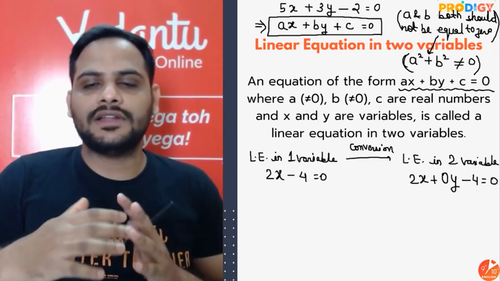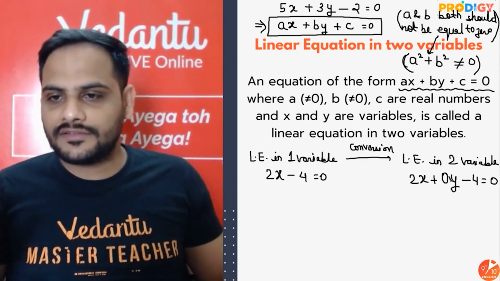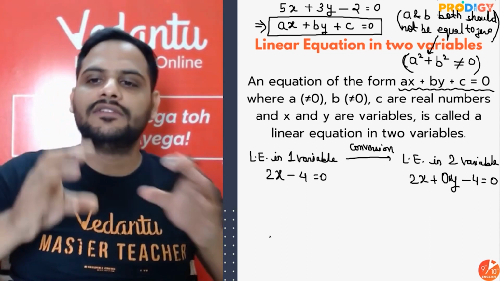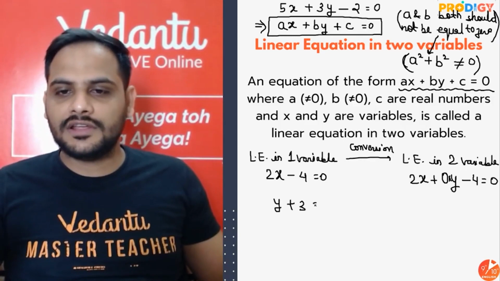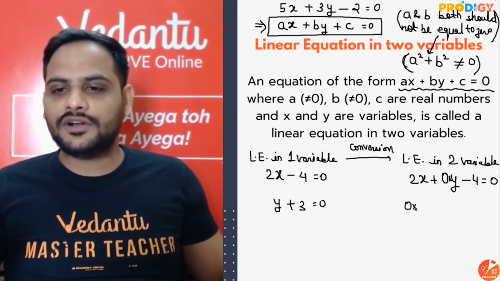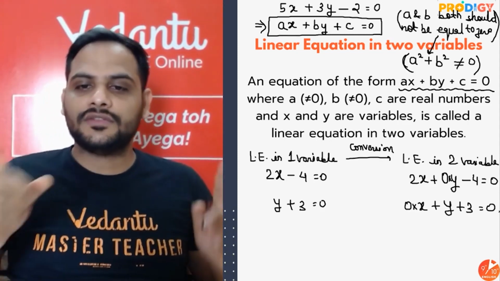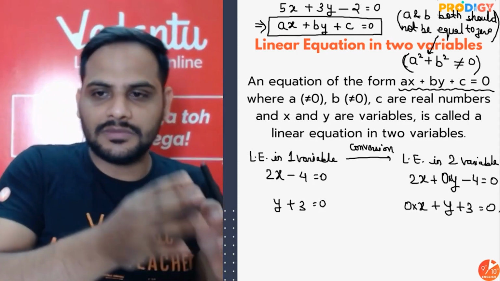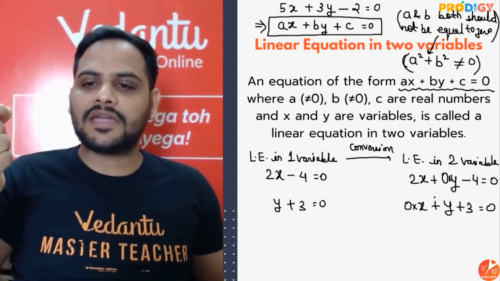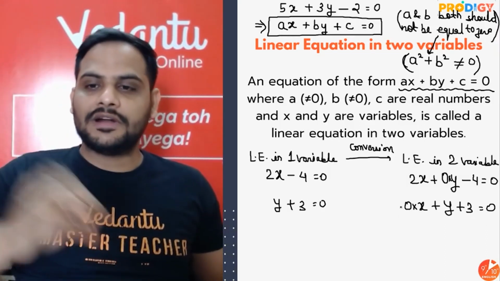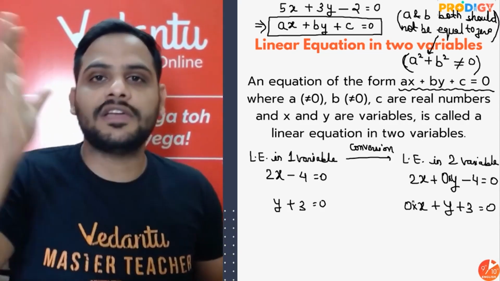Now look, what is happening: with this value of y, the equation is not changing. 0 into y is at the end 2x minus 4 only. But we can see two variables over here. For example, suppose I have y plus 3 equal to 0, so you can say 0 into x plus y plus 3 equal to 0. So this is how a linear equation in one variable can be converted into a linear equation in two variables. That is why I have told you that one of them can be 0. No problem. But if I write 0x plus 0y, that is not a linear equation in two variables because there will be no variable at all.